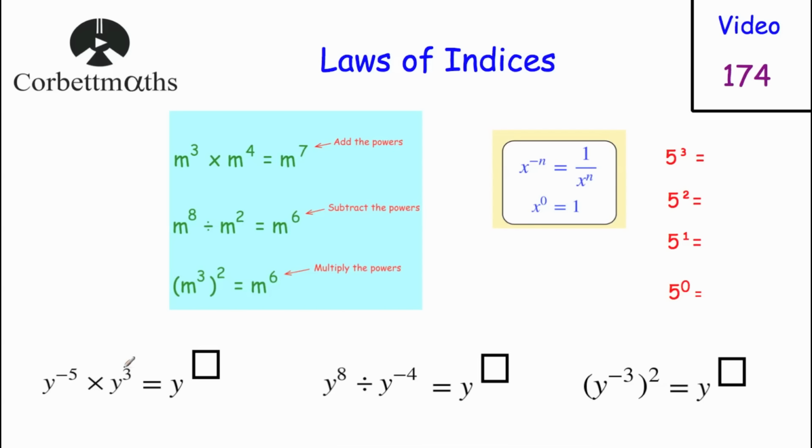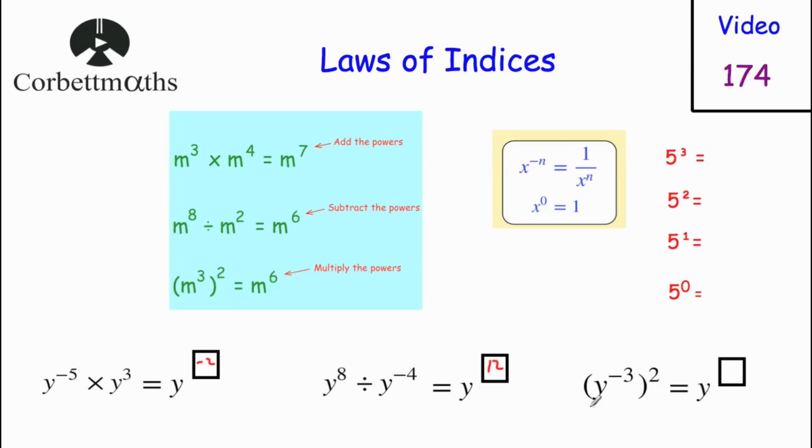Negative 5 plus 3 is equal to negative 2. So that's y to the power of negative 2. Next, we've got y to the power of 8 divided by y to the power of negative 4. Again, when we're dividing, we take away the powers. So 8 minus negative 4 is going to be 8 plus 4, which is 12. So the answer would be y to the power of 12.